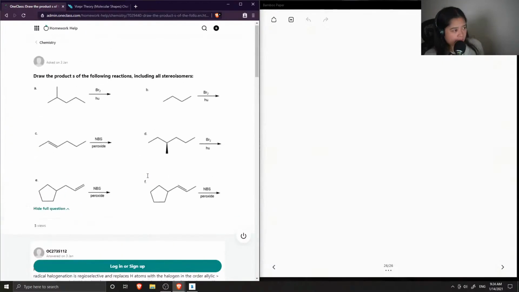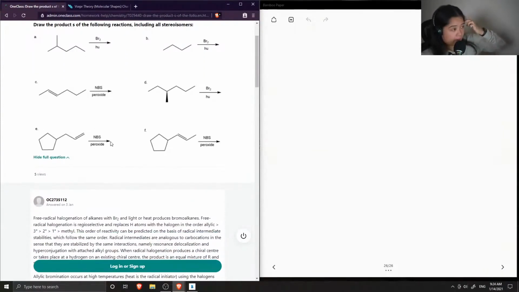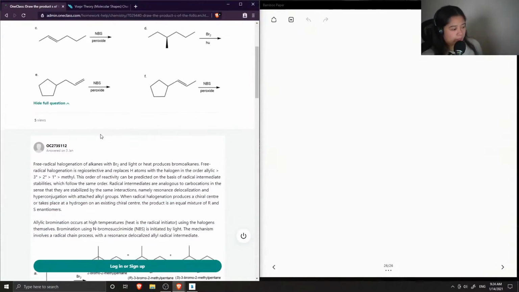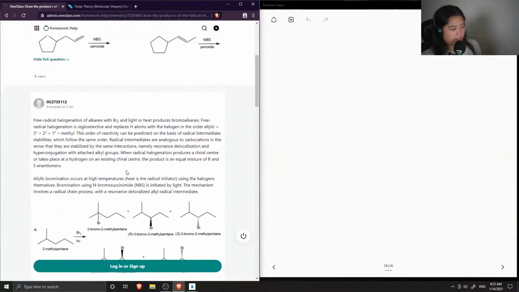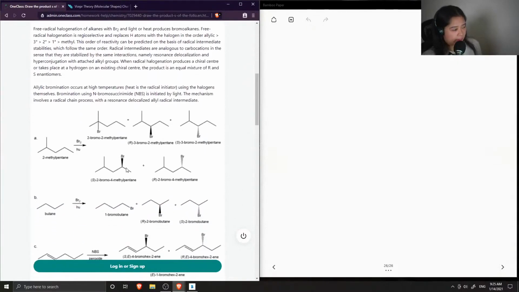Okay, so question seven is just to draw all the products of the following reactions, including all the stereoisomers. These are just different examples of how one can add bromine to an alkane. And I'm just going to show what the junior tutor said, since you can get very in-depth about it.